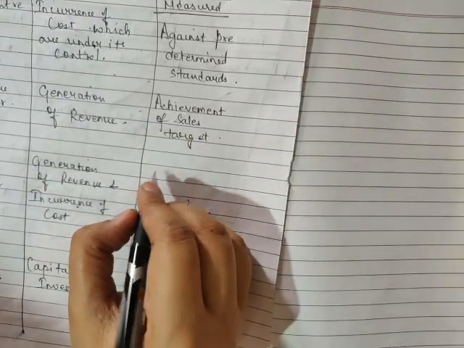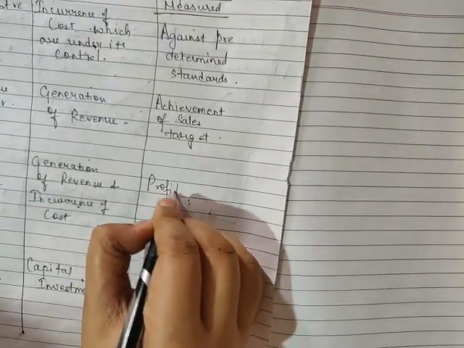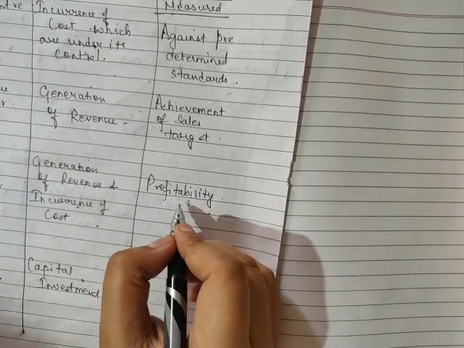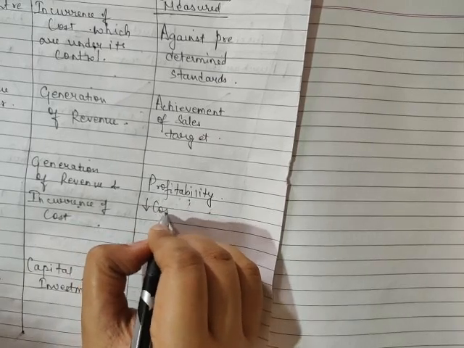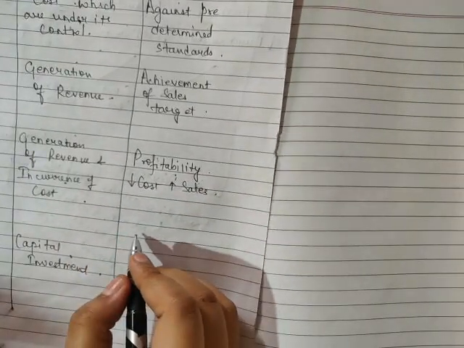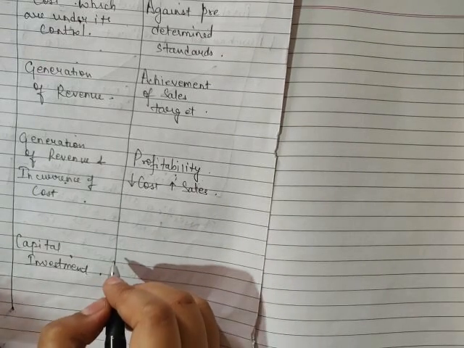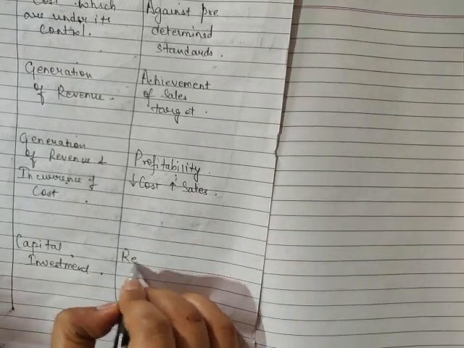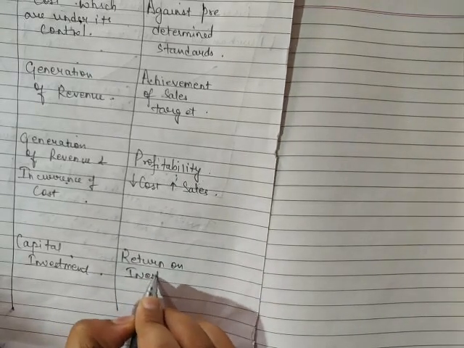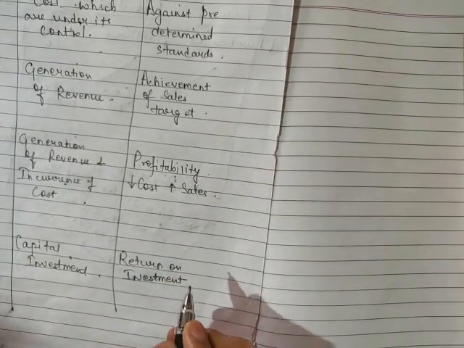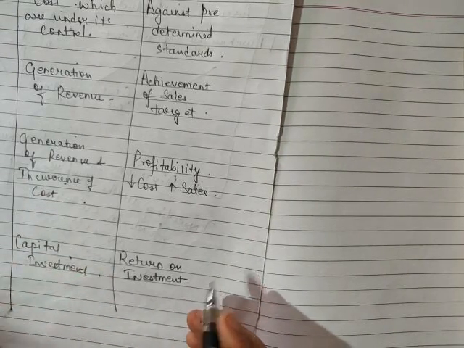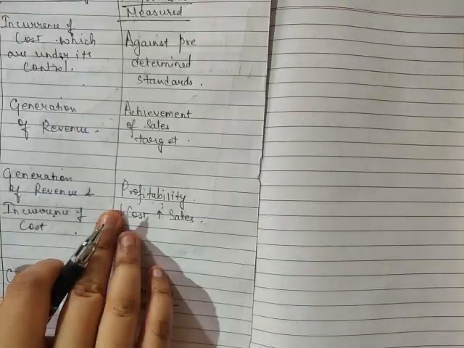Profit center, the basis is the profitability. This profitability can be achieved by reducing the cost or increasing the sales. The investment center, the performance is measured against the return on investment. That is because this is the figure that will show how efficiently has the surplus fund been deployed by the department.